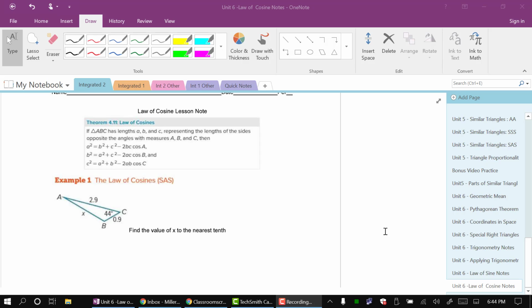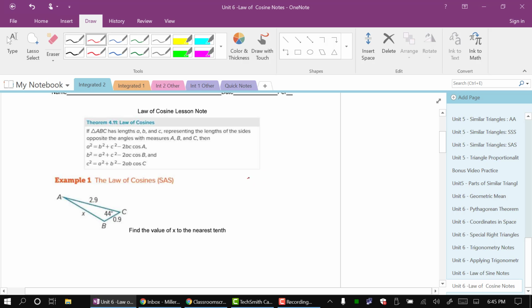I want to find the value of x to the nearest tenth. I'm going to start off with using my law of cosines. I have that this right here is 44 degrees, and opposite that is x. I have my two sides: small b is 2.9, small a is 0.9. So let's start writing out the formula.